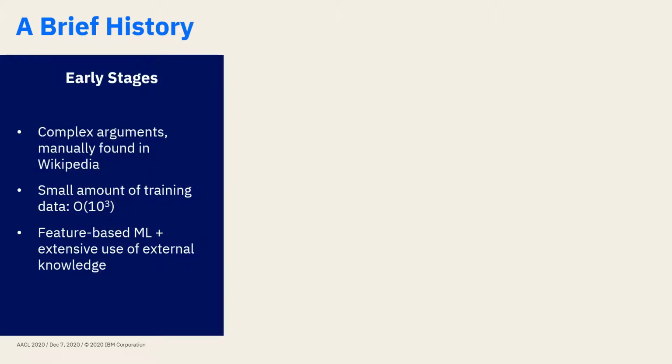The stance classification component in Project Debater has evolved over the years. In the early stages of the project, we only had a few hundred to a few thousands of arguments manually identified in Wikipedia articles. Many of these arguments were quite challenging from a stance classification perspective. And remember that we needed stance classification to work on unseen topics in a robust fashion. For these reasons, we relied less on the labeled training data and instead invested a lot of effort in developing external knowledge sources. Machine learning was employed to combine these knowledge-based features.